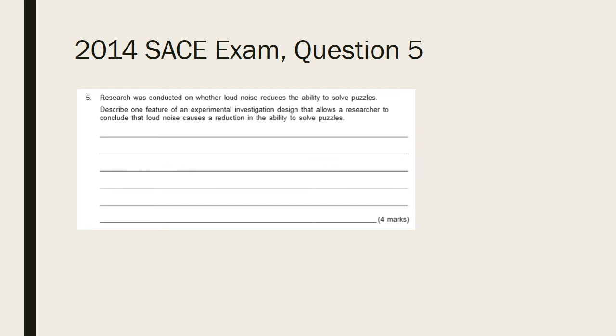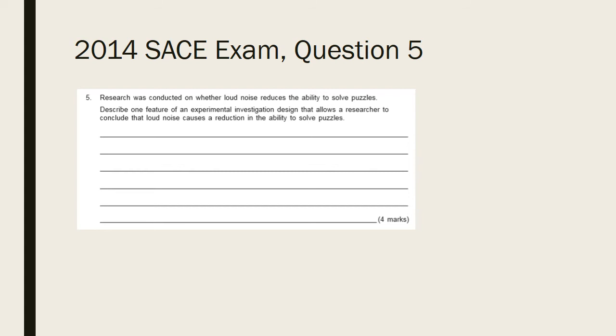That group is the control group. And then you would measure their abilities to solve puzzles and you would compare the results to see whether that loud noise has caused a reduction. So in that scenario, not only are you describing the presence of a control group, but you're also clearly explaining that the researcher is the one that has deliberately manipulated that independent variable.